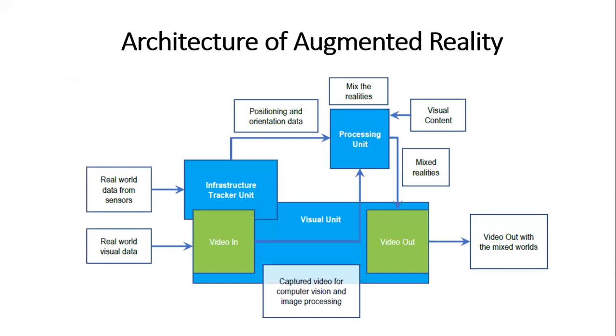Today we are going to see about the architecture of augmented reality. This diagram shows the architecture of AR, that is augmented reality. When we take the architecture, it basically includes three units. One is infrastructure tracker unit, processing unit, and the third one is visual unit.